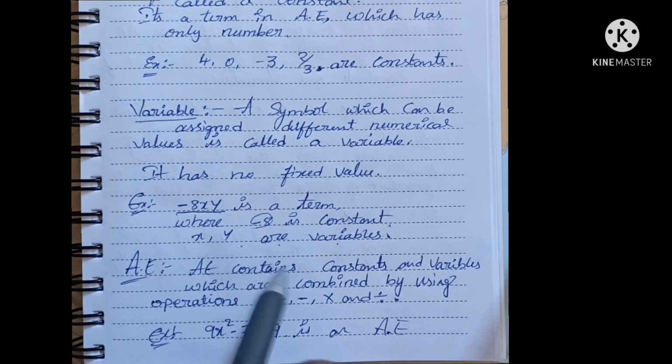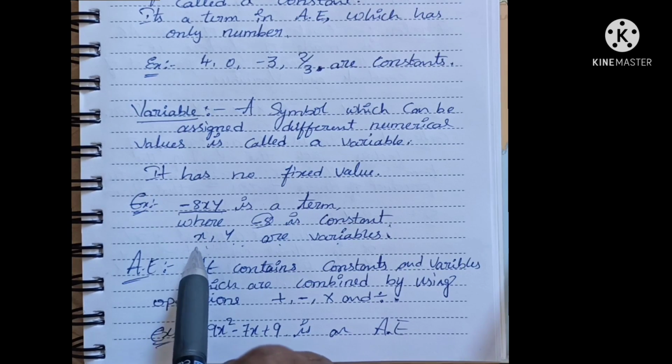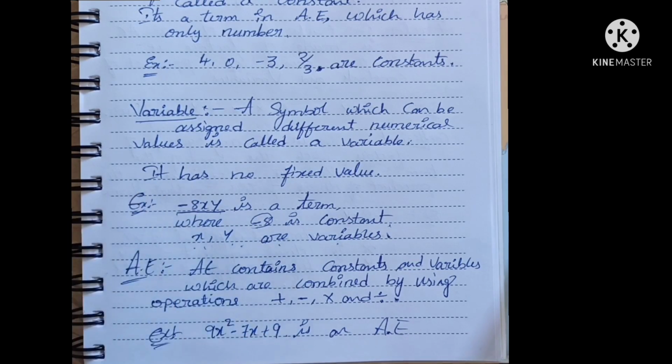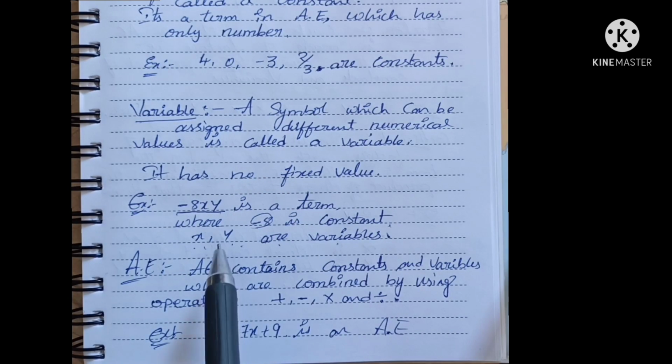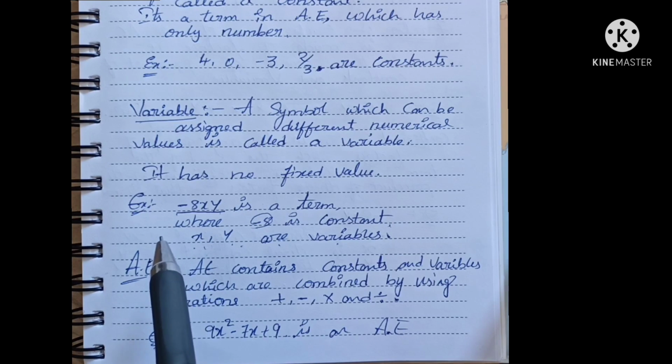Here we have two variables, x and y, where x might be 0, 1, a positive integer or a negative integer. It might have any value. And y also might have a positive integer value or a negative integer value. So a variable means it's a symbol, an alphabetical symbol which can be assigned any value. It might be a positive integer, zero or a negative integer.